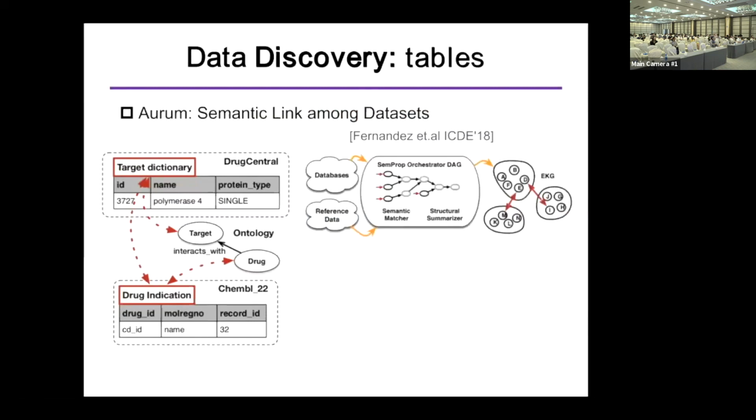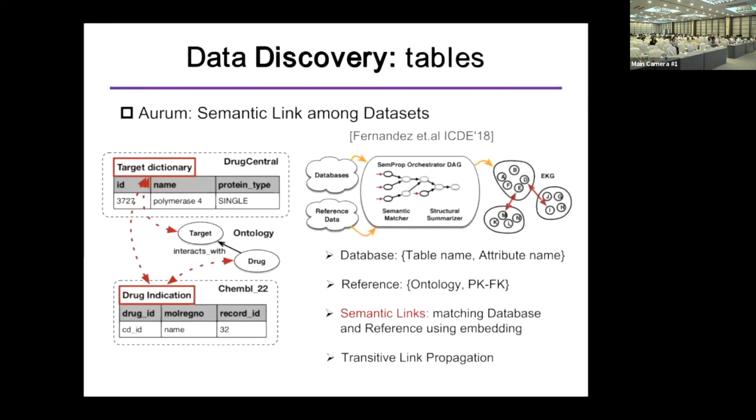Based on the database, meta information, and a given ontology, the algorithm matches the database and references using embedding methods, based on which relationships between tables are established. Thus, highly related tables can be found and the links can be propagated using transitivity to find more tables. However, the above methods do not consider the downstream machine learning model.